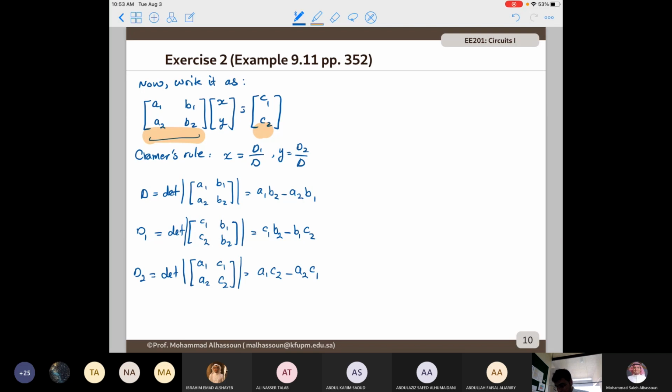So now, if I find D1 and D2, I can find X and Y by taking the ratio. Is it clear, Shabab?